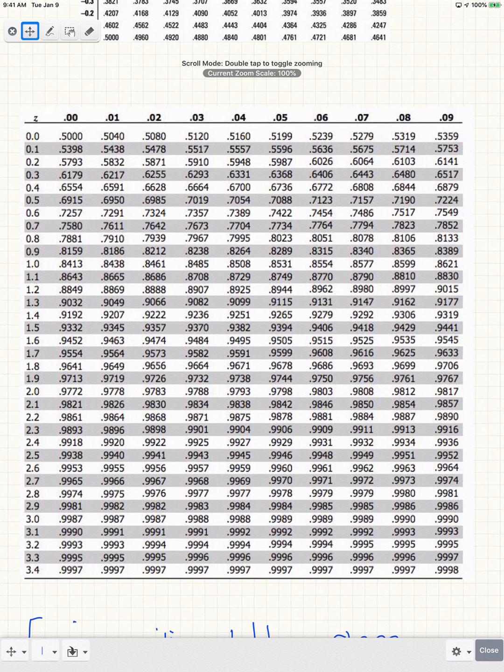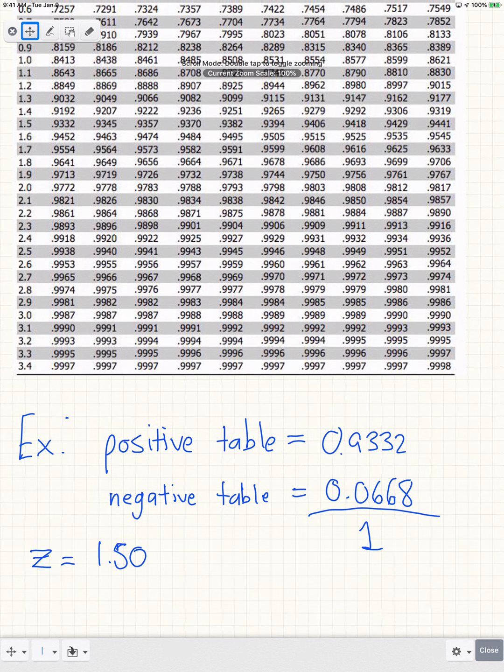You use your z, the first two numbers of it and the last number of it, using the column and the rows like we just discussed, and then you find your associated p-value in the middle of the chart. Well, you need to take 1 minus that number to give you your p-value. Let me demonstrate this real quick.